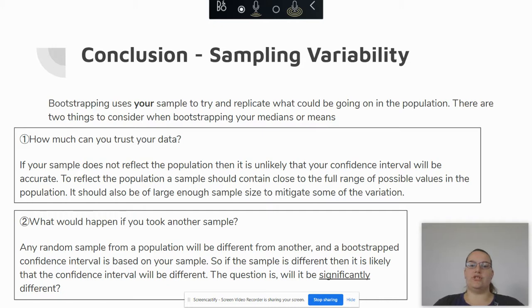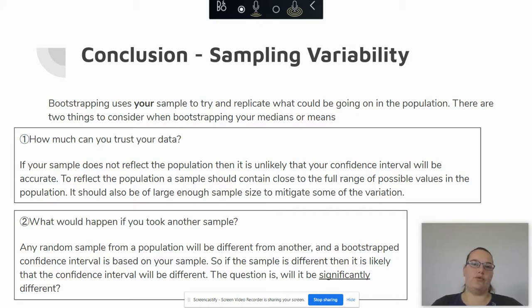To reflect the population, a sample should contain the full range of possible values. So we're talking about the minimums and maximums of the population. You should have close to the full range of values in your sample for it to be representative. You should also have a sample size large enough to mitigate some of the natural variation.